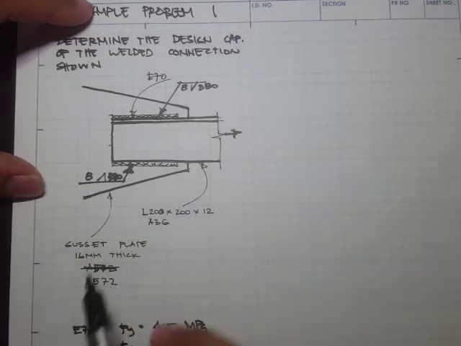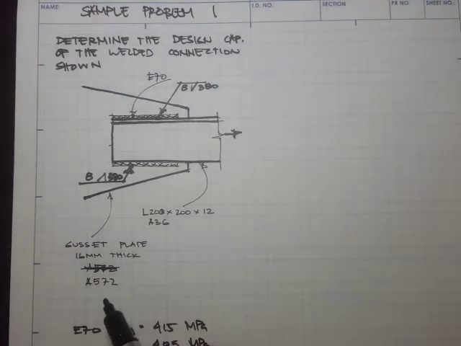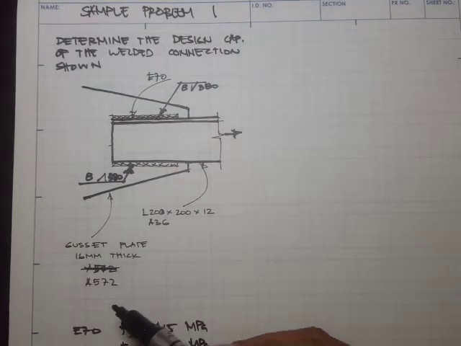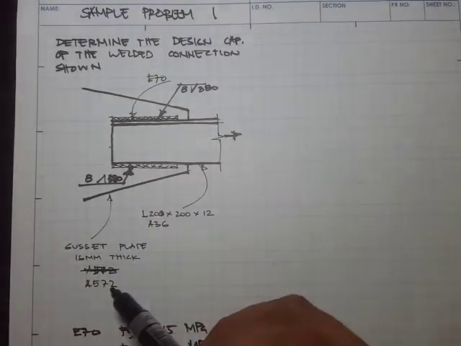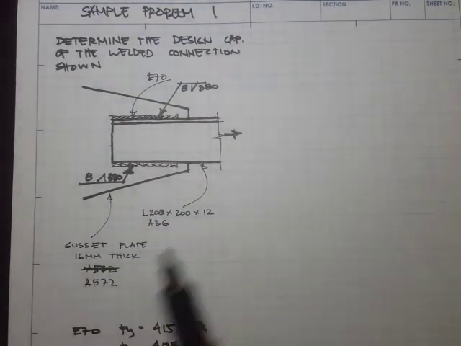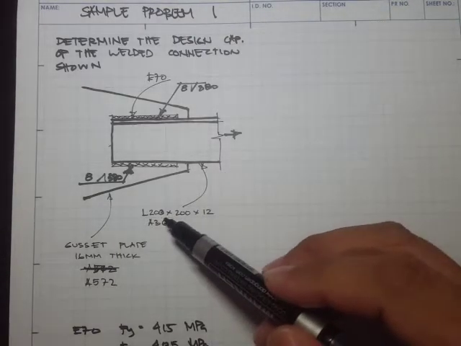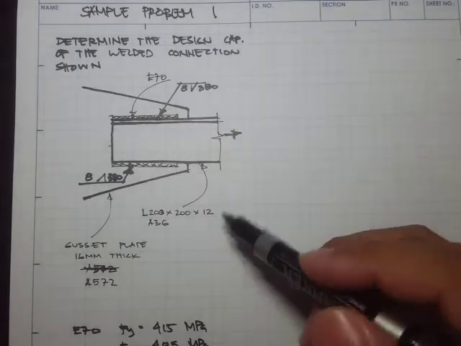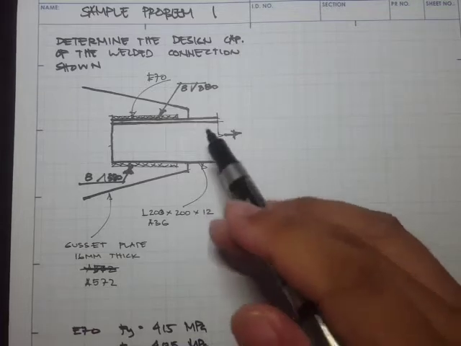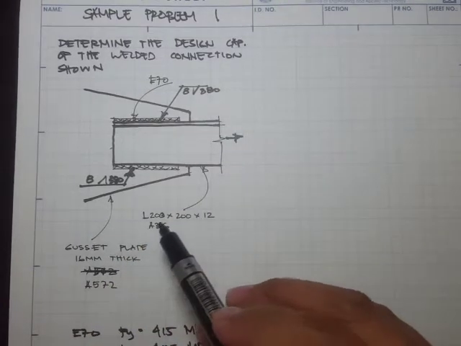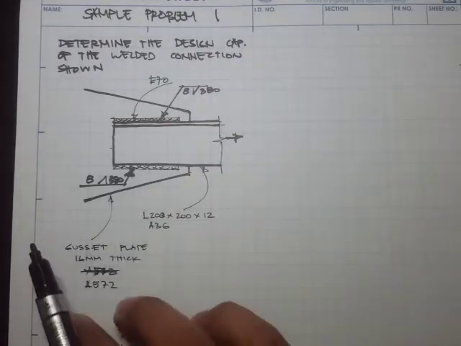We have a gusset plate which is 16 mm thick, and the material is specified as A572, meaning that we'll have a different Fy and Fu value for this A572 compared to A36. Our bar is L 200 by 200 by 12 mm, and we have A36 steel. So again, we have different values for the Fy and Fu of these two steels.